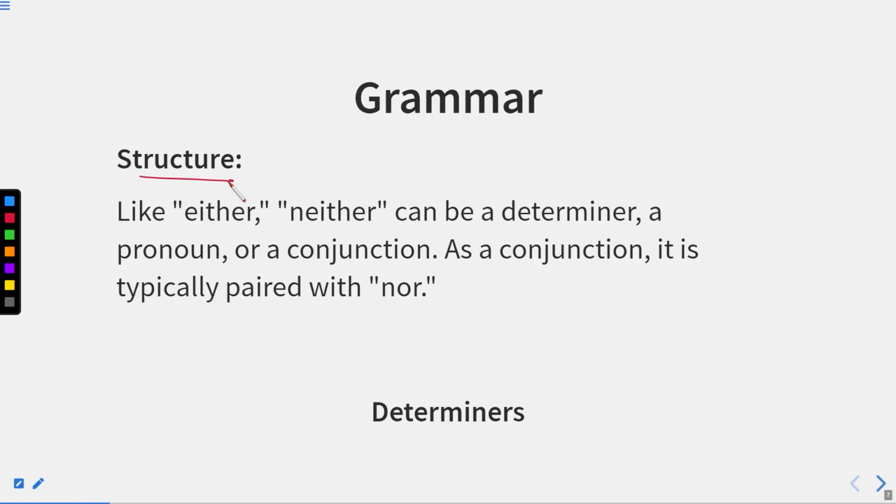Now let us talk about the structure. Like either, neither can also be a determiner. It means either is a determiner. Similarly, neither can also be a determiner, a pronoun, or a conjunction. As we know, either can be used in three different parts of speech. Similarly, neither can also be used in different parts of speech. As a conjunction, it is typically paired with nor. I told you that either is paired with or and neither is paired with nor. This is again very, very simple.